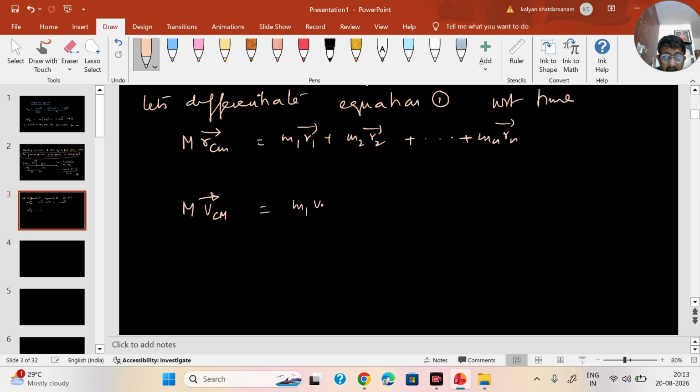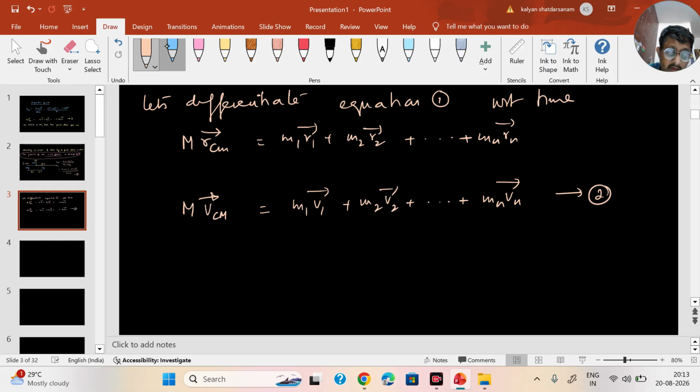It is m1 v1 plus. Similarly here, m1 is a constant. When I differentiate r1, what is r1? Position of m1, and its rate of change gives velocity of m1. Plus m2 v2 and so on, mn vn. This is what I got, and I am going to call this equation 2. Equation 2 tells us many things. Again, step by step, let us see what equation 2 tells us.